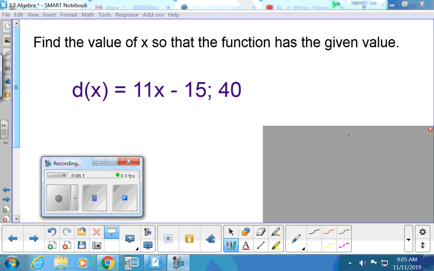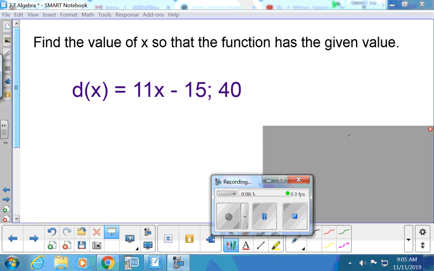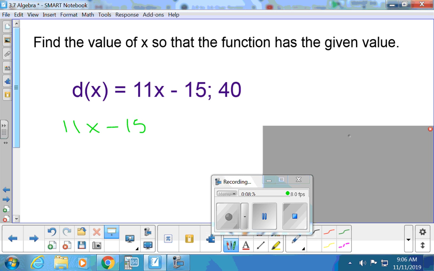All right, so this is a little bit different. Here's what they're asking. Let's read the instructions. Find the value of x so that the function has the given value. So they're basically saying we don't know what x is, but we know that the final answer is 40. Do you know how we could set this up, Ken? And then what do I do with the 40? Set it equal. So basically we know the solution is 40, but we don't know what the x value was. So we're just going to set our equation equal to 40 and solve.